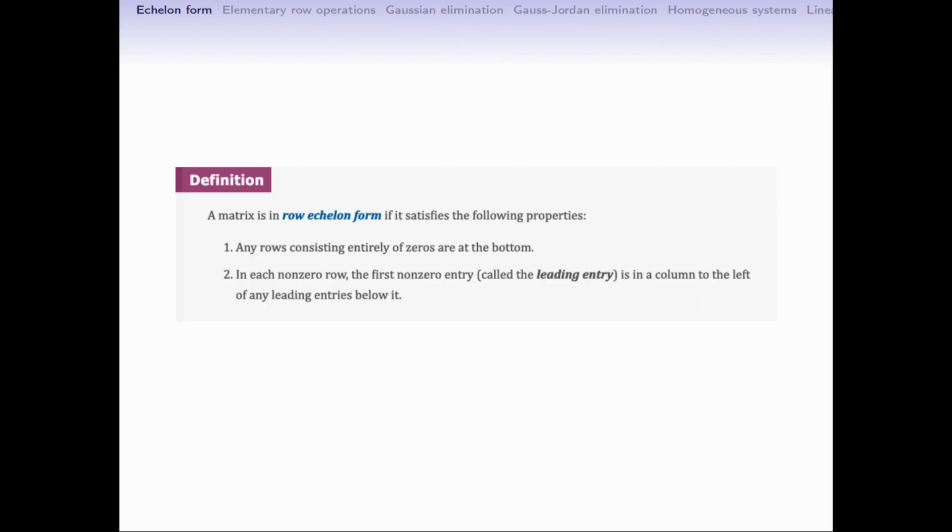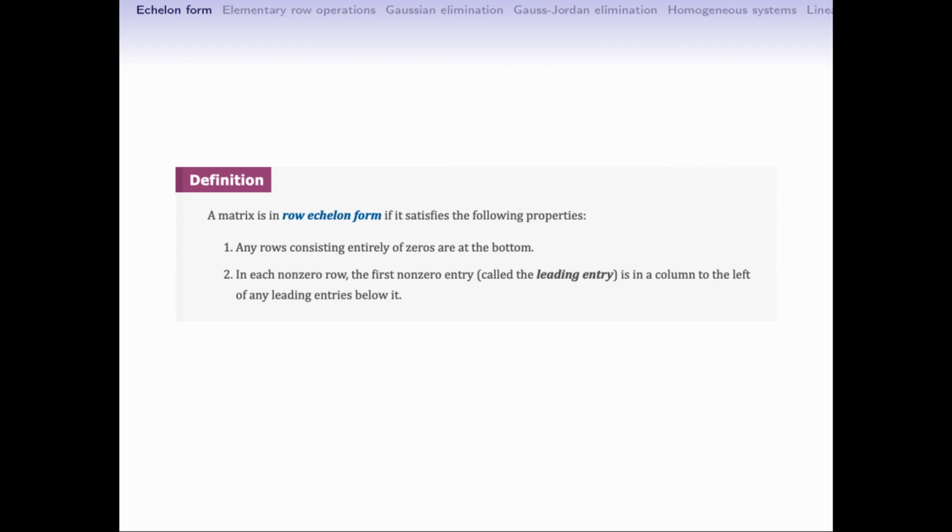So here's the technical definition of row echelon form. A matrix is in row echelon form if it satisfies the following properties. First, any rows consisting entirely of zeros are at the bottom. And second, in each non-zero row, the first non-zero entry, called the leading entry, is in a column to the left of any leading entries below it.